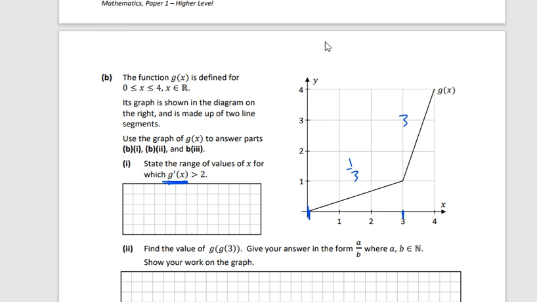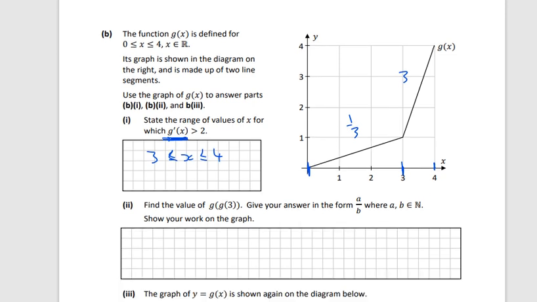Therefore, where is the slope greater than 2? Well, it's from 3 to 4 that is greater than 2. So in between 3 and 4. So 3 is less than x is less than 4, something like that, or 3 to 4.